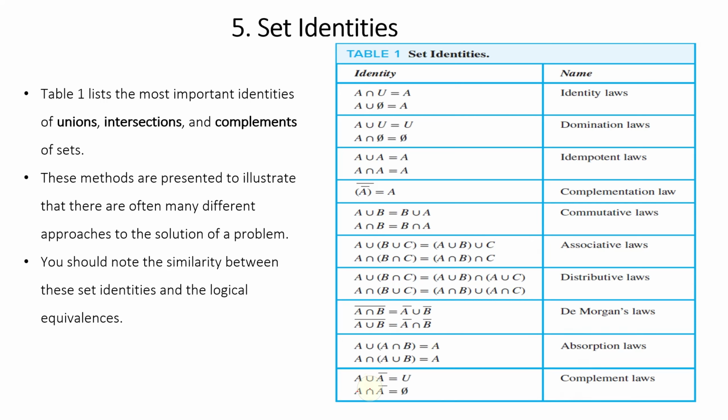The complement law is that if you do the union of A and its complement, that means it's all the possible elements. And if you try to intersect A and its complement, there's nothing in common, so it's going to be the empty set.